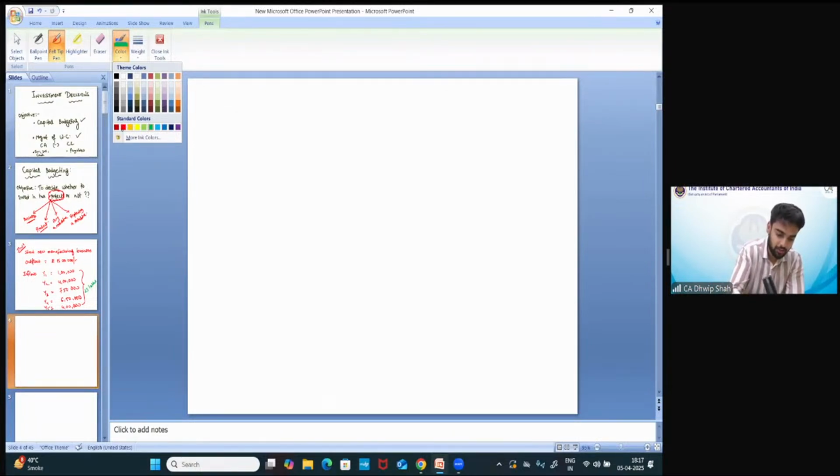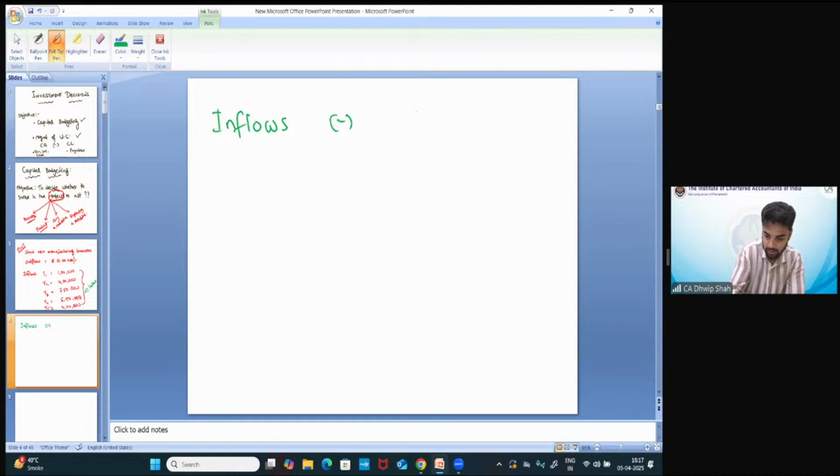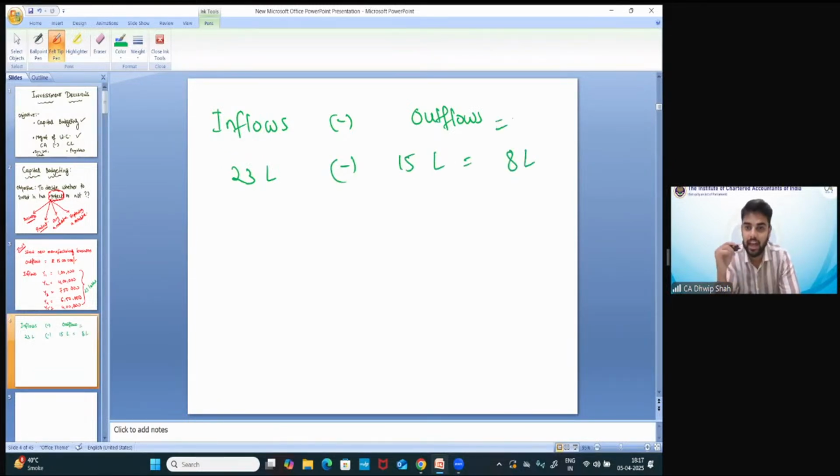So how did you make this decision? You just compared outflow with inflow, yes or no? You subtracted outflow from inflows. My inflow was 23 and my outflow was 15. Since my net cash flow is positive, you all decided, sir, you should go for the business. Yes or no? But had this been so simple, it would not be at CA intermediate level.